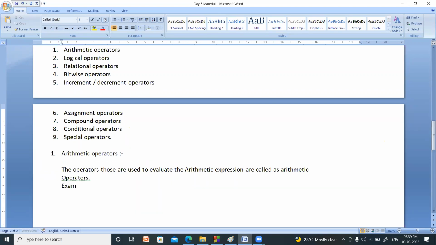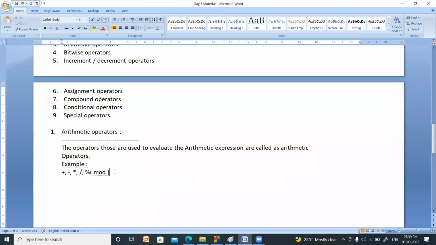Example, we know all these: plus operator, minus operator, into operator, by operator. The modulus operator is new to us. Plus, minus, into, by, all of you know, but there is a new operator in C language, that is percentage. It is not called percentage, it is the modulus operator, simply called the mod operator. It gives a remainder. What is this? It gives a remainder, right? I will write some programs on this.